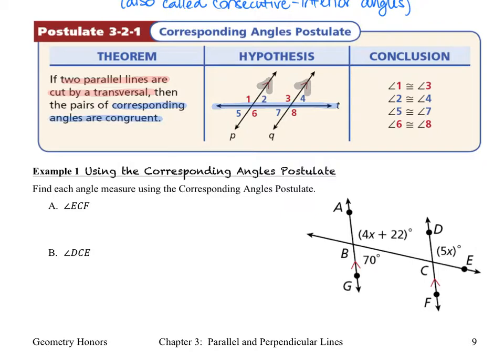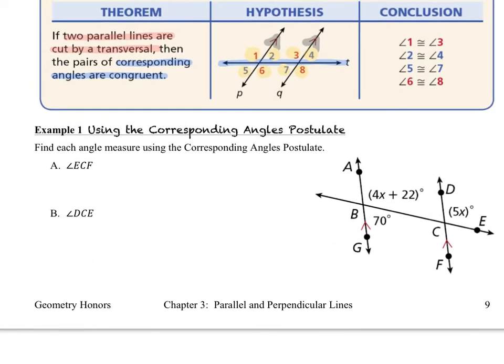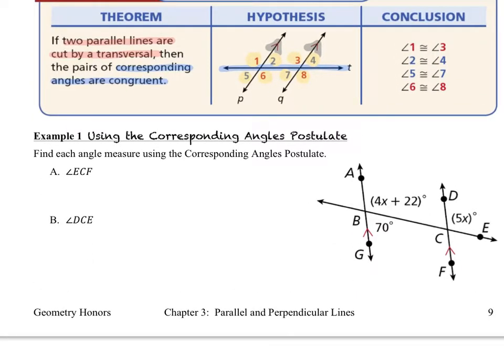So again, corresponding, we need to know those relationships. That would be angle 1 to angle 3, angle 5 to angle 7, angle 6 to angle 8, and angle 2 to angle 4. Those are those corresponding pairs. Example 1 is going to help us practice this theorem, this postulate. And it says, we have a diagram to work with, of course. Find each angle measure using the corresponding angles postulate.